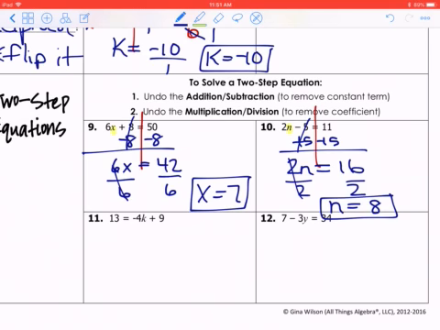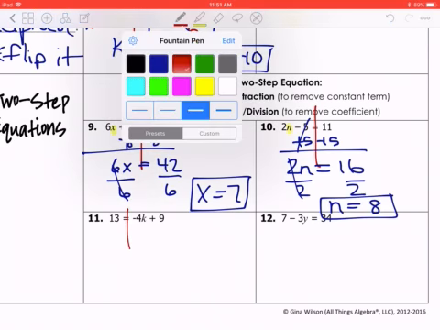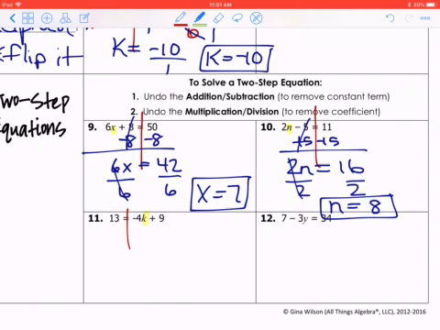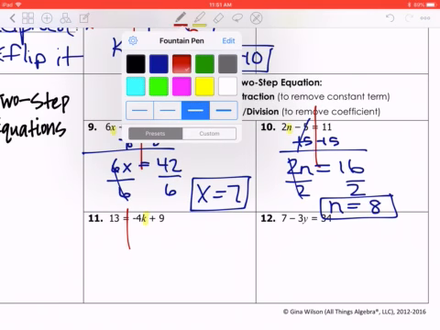Okay, for number 11, my pen wasn't working. Now it is. Divide your equation. Now notice this one, the variable is on the other side, but that's okay. We're still going to do it the same way.